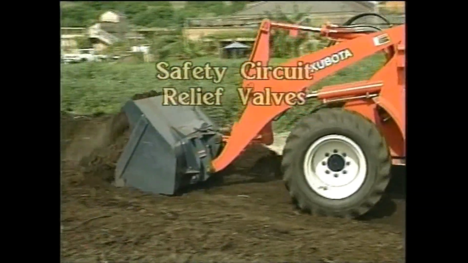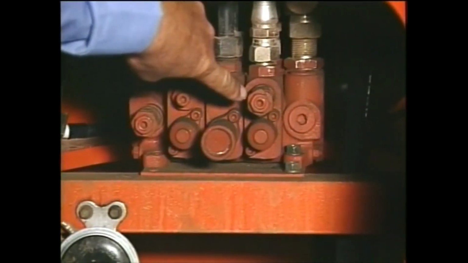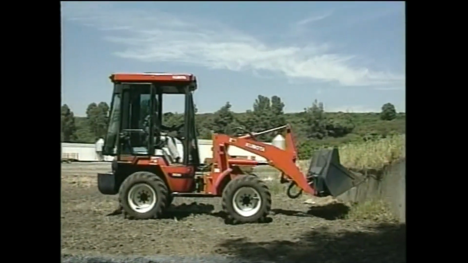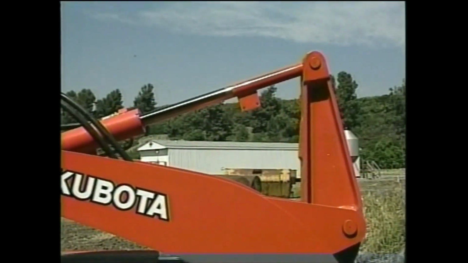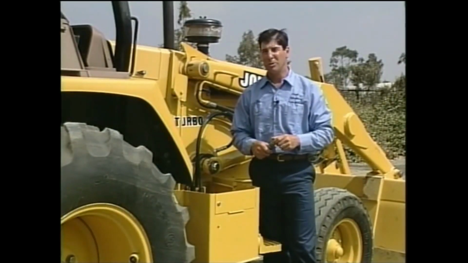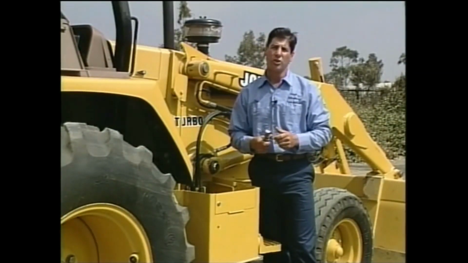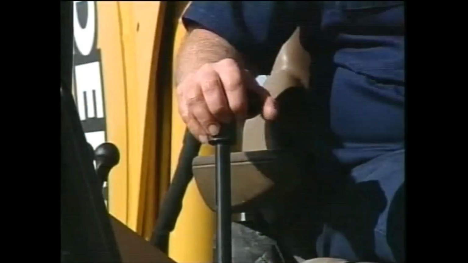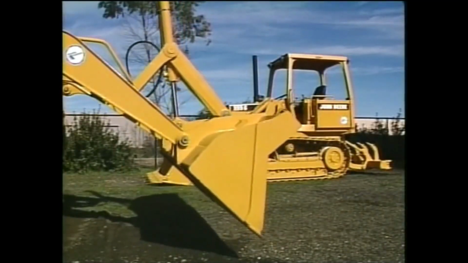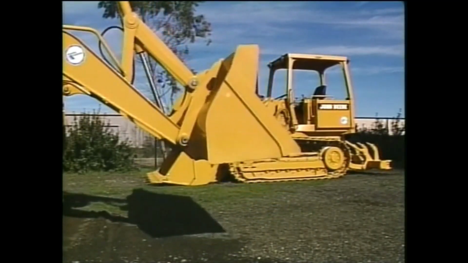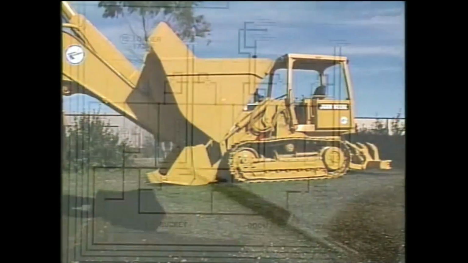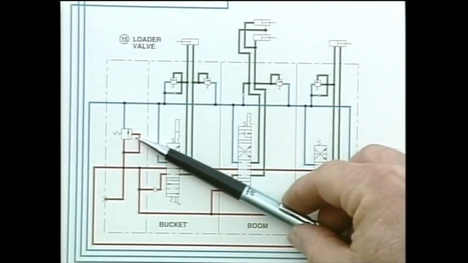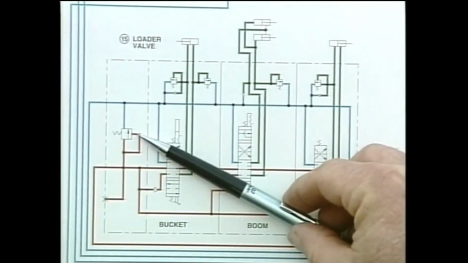Some cylinder circuits have additional safety circuit relief valves to prevent damage if excessive force is accidentally applied to the cylinder. If the system pressure is below normal, check whether the directional control valve being stroked has any safety circuit relief valves. If the only time the system pressure drops is when a specific directional control valve is being stroked, that valve's circuit relief valve rather than the system relief valve might be malfunctioning.